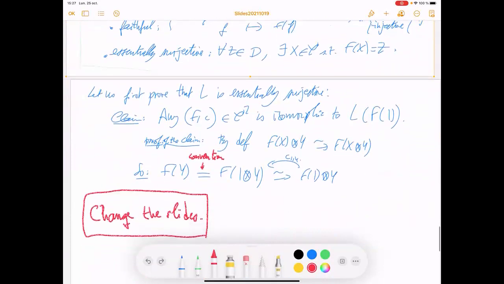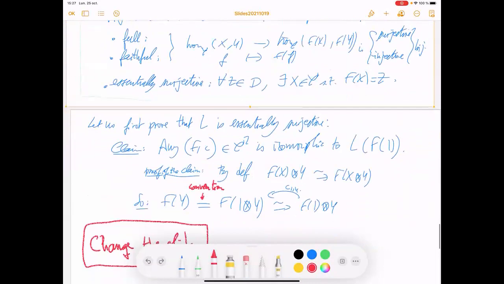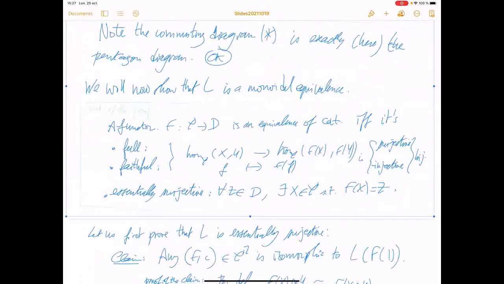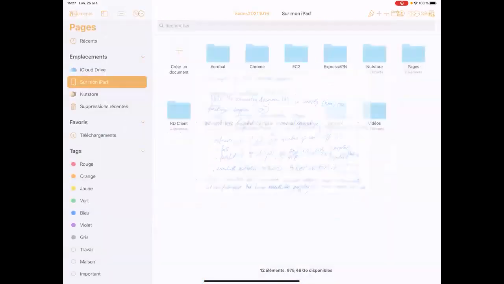So now we can start; I will take a new slide and we will continue the proof.